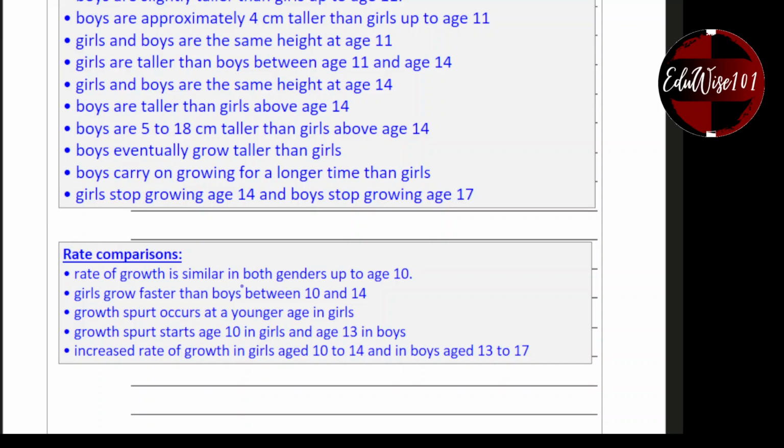Rate of growth is similar in both genders up to age 10. Girls grow faster than boys between 10 and 14 years. Growth spurt occurs at a younger age in girls. Growth spurt occurs at age 10 in girls and age 13 in boys. Increased rate of growth in girls is age 10 to 14 and in boys it's between 13 to 17.